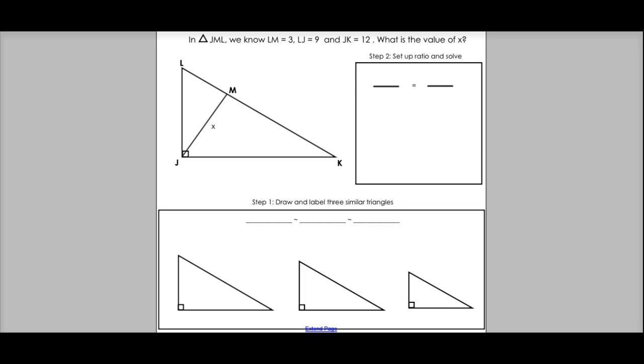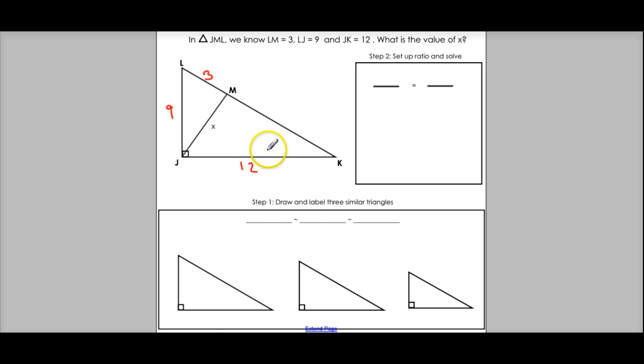Boom. In JML, we know LM is equal to 3. So LM is right here, and we know that's equal to 3. We know LJ, which is right over here, is equal to 9, and we know JK is equal to 12. What is the value of X, which is missing right here? Now looking at this, we're like, whoa, what do we do? But if we break this up into three smaller triangles, I have a feeling we can do this.